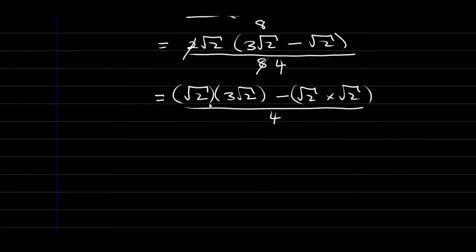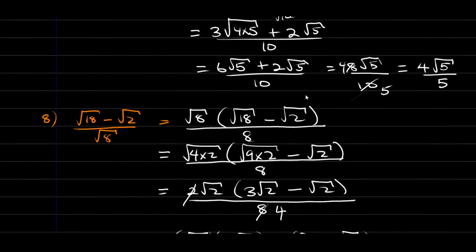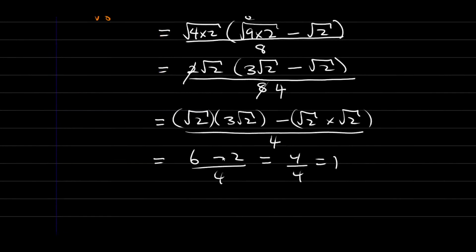Okay. All right. So root of 2 by root of 2 is 2. So 3 by 2 is going to be 6. And then root of 2 by root of 2 is going to be 2. So it's minus 2 over 4. And this is going to be 4 over 4 equal 1. See? Using the calculator to check your answer saved me a whole lot of trouble right there. All right. So don't hesitate to get a calculator that can do surds.